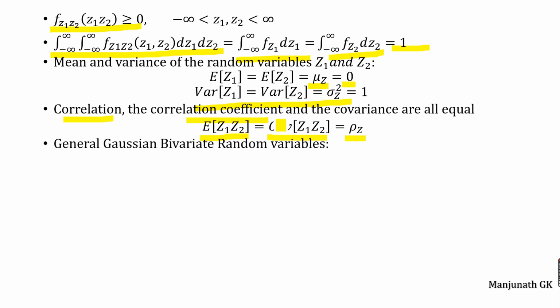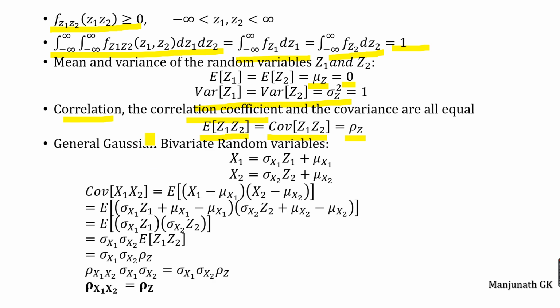Then fifth property, let us consider bivariate random variables x1 and x2. They are defined in terms of z1 and z2. You can observe here x1 and x2 are different random variables. They are defined in terms of z1 and z2. It is a concept called bivariate transformation.